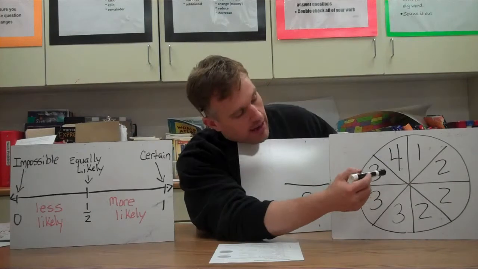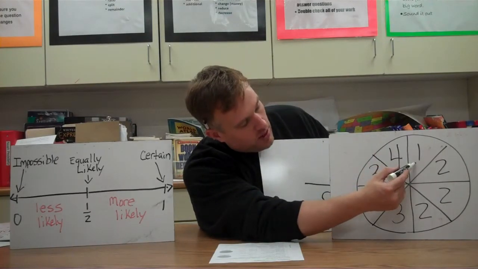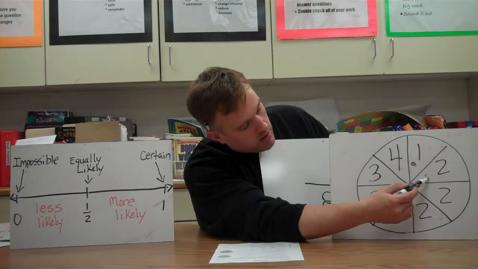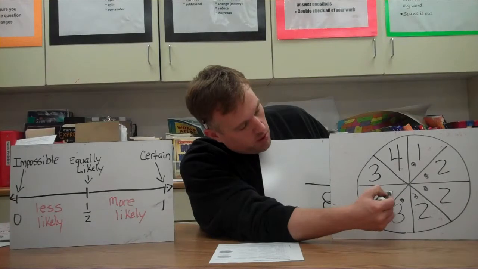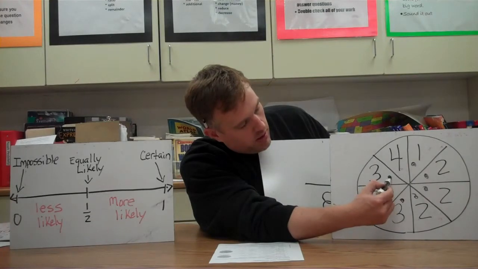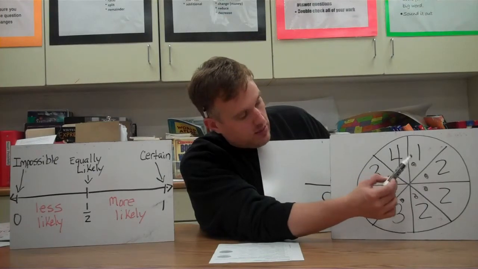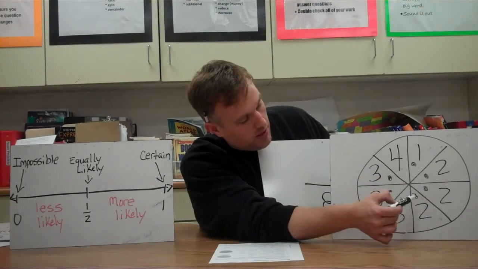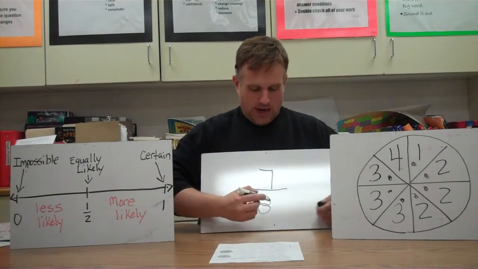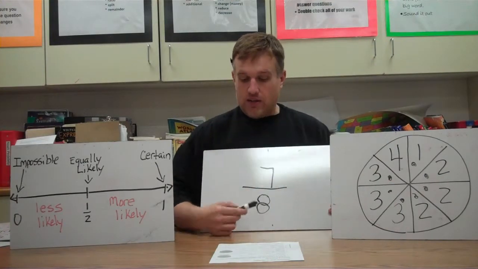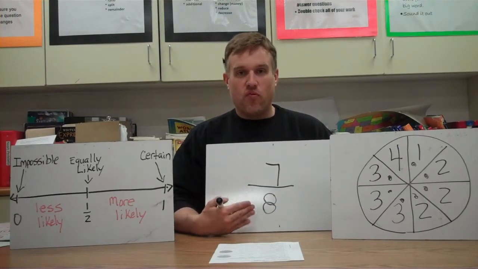So on the spinner, how many numbers are less than 4? I'll just put like a dot there. 1 is less than 4. 2 is less than 4. 3 is less than 4. Okay, and then 4 was not. Okay, so how many is that? 1, 2, 3, 4, 5, 6, 7. So I have a 7/8 chance of spinning on a number less than 4.